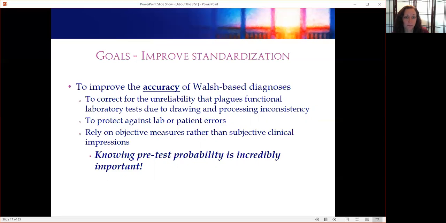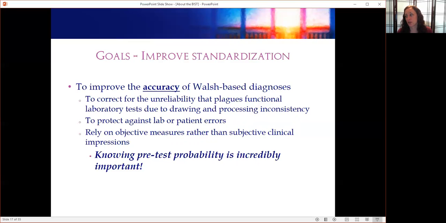And then we also want to improve the standardization of this approach, so improving the accuracy of Walsh-based diagnoses. That'll correct for the unreliability that plagues functional laboratory tests, which can be due to errors when it's being drawn at local labs or processing inconsistencies at times. And it also protects against lab or patient errors.